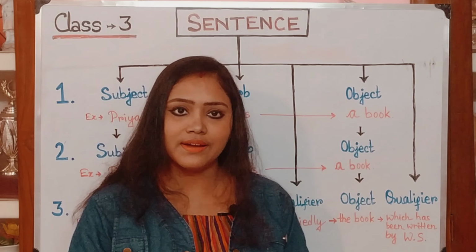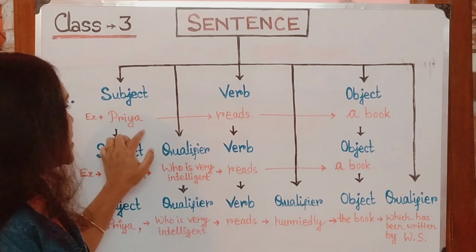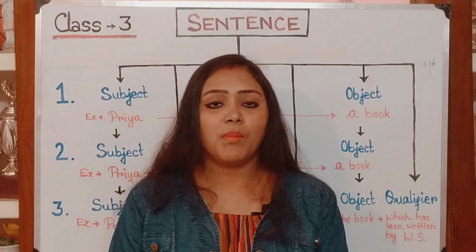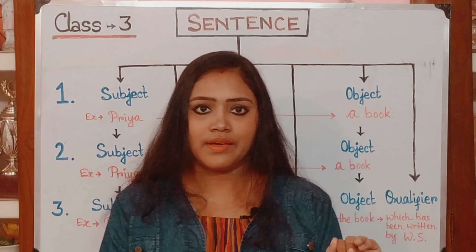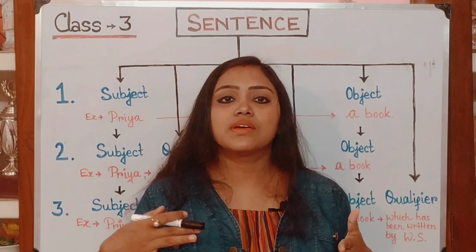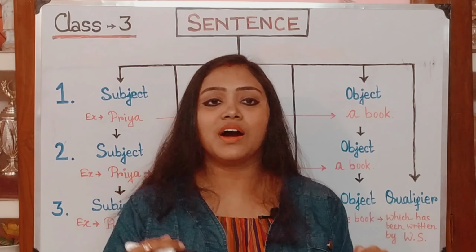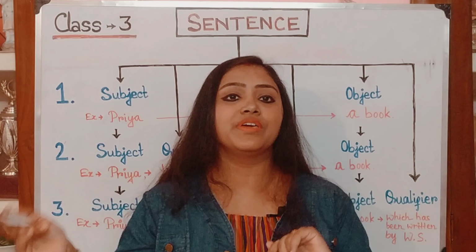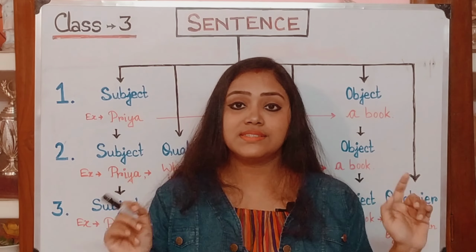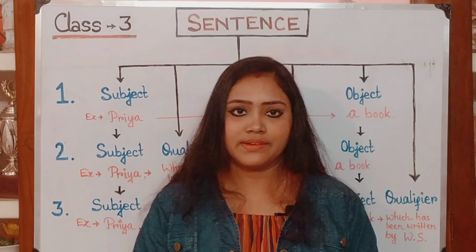A book. Clear? This part is generally for my junior students, classes 3, 4, 5 maximum. The subject, verb, object, that is SOV. This is the SOV of a sentence. Clear? This is the most important part of a sentence.